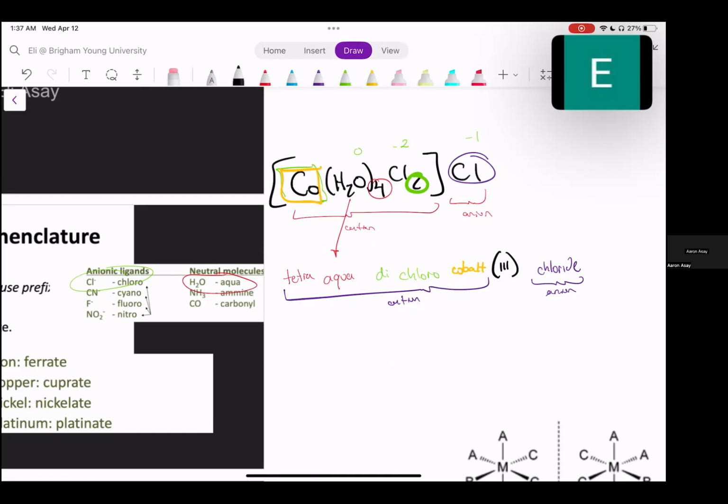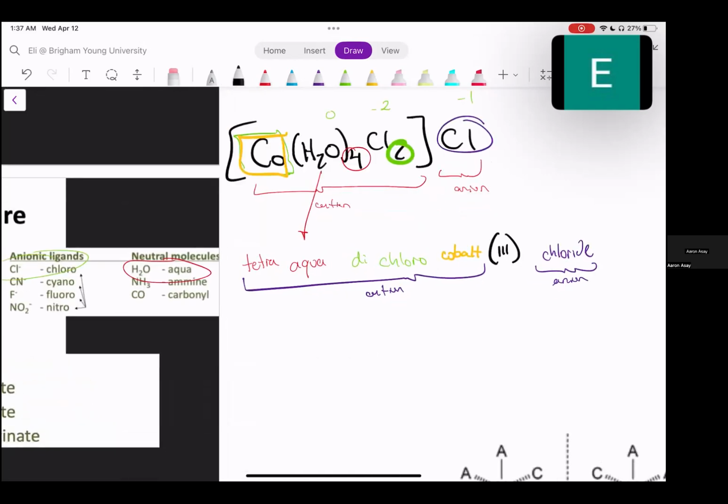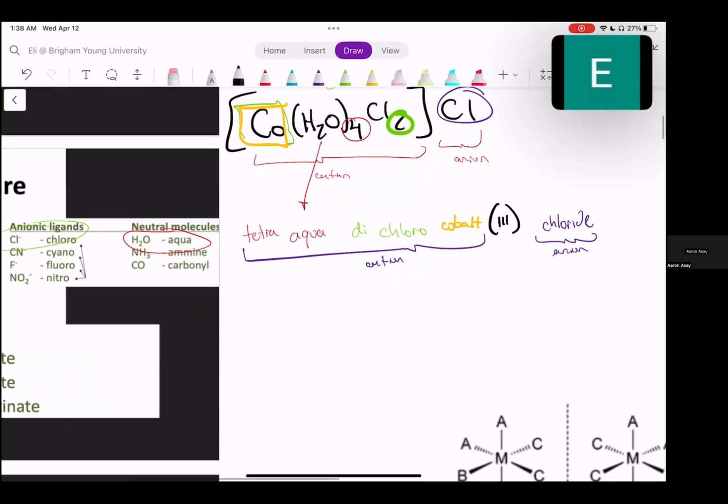Another thing to be really careful of, you guys, is that these ligands are going to be in alphabetical order. It just so happened that we did have the aqua in the right spot, and that's important because aqua goes before chloro just due to alphabetical ordering. Now, what I would do is rewrite this just so it looks a little better. Tetraaquadichlorocobalt(III) chloride.